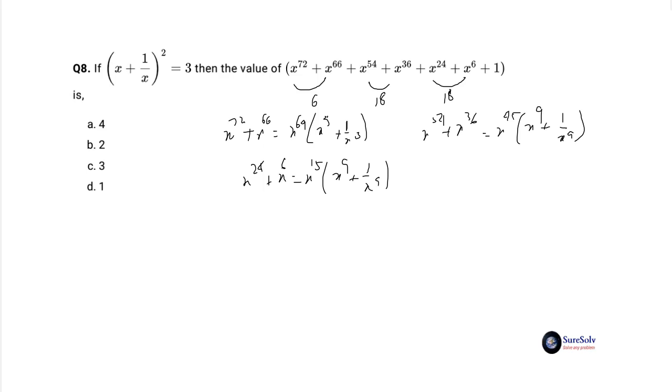Given expression is x plus 1 by x whole square equal to 3, or x square minus 1 plus 1 by x square equal to 0. This is the second factor in the sum of inverses of cubes. X cube plus 1 by x cube equal to x plus 1 by x multiplied by x square minus 1 plus 1 by x square equal to 0.